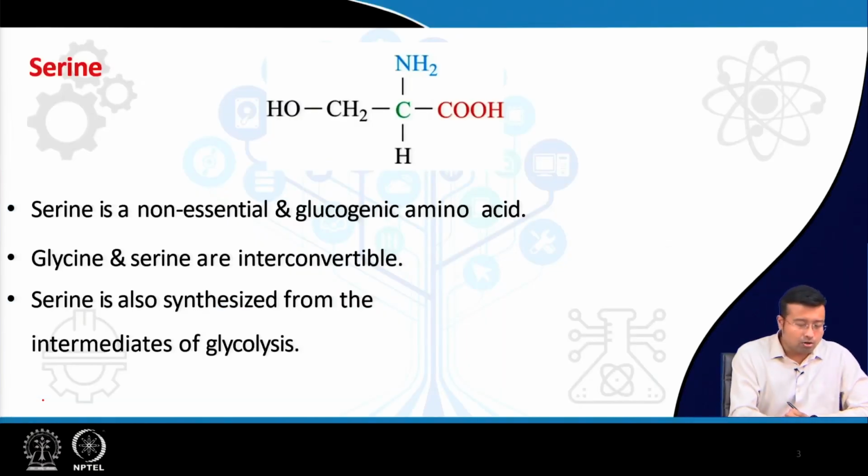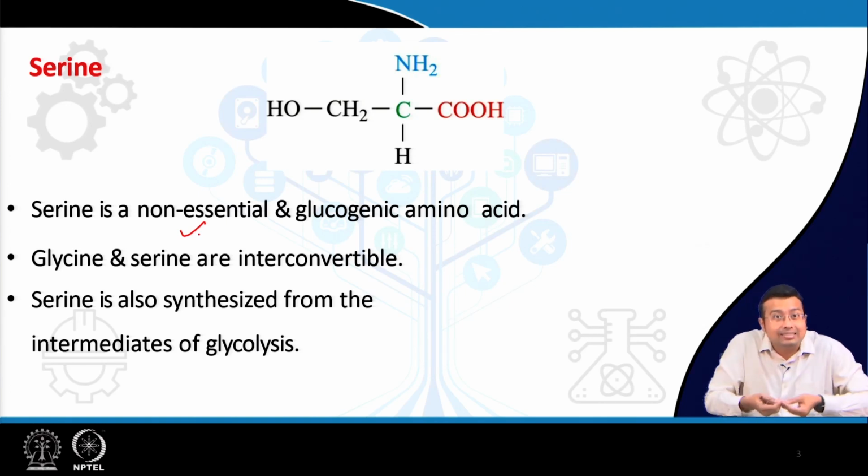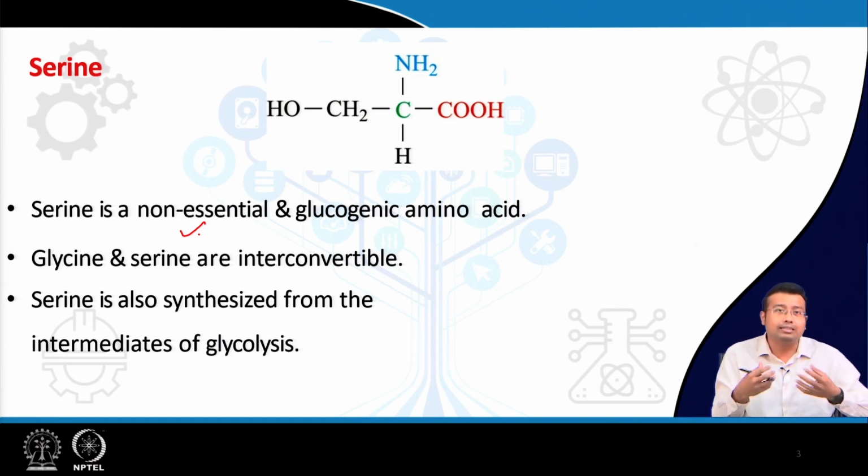Serine is a non-essential and glucogenic amino acid. By now you already know these concepts: whenever an amino acid is non-essential, we do not need to consume it in diet, and it is actually synthesized in the body. Whenever the amino acid is essential, we need to consume it in diet. So, serine will be synthesized in the body from sources, right. And glucogenic means ultimately the metabolic fate is entry into the carbohydrate metabolism.